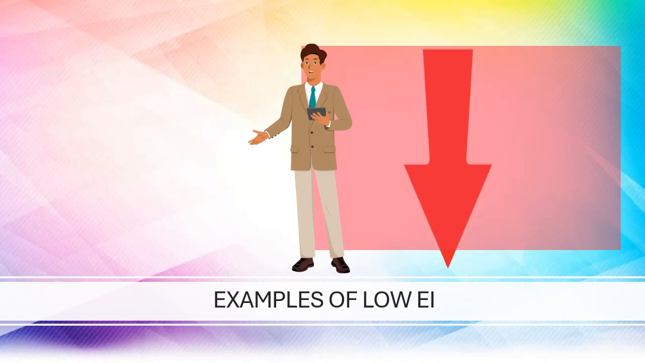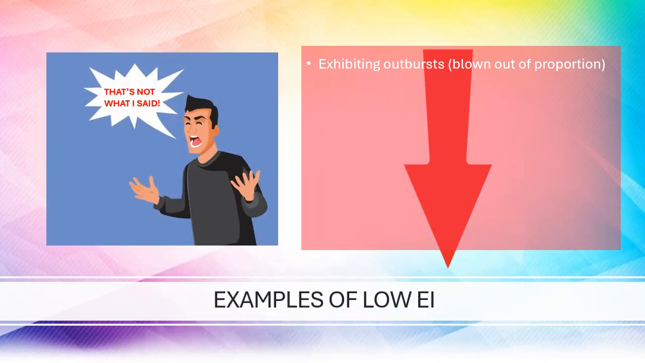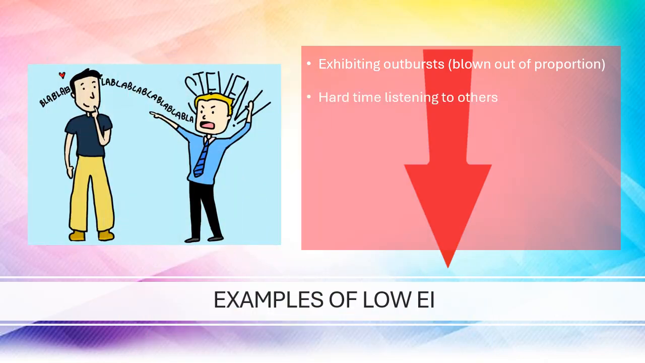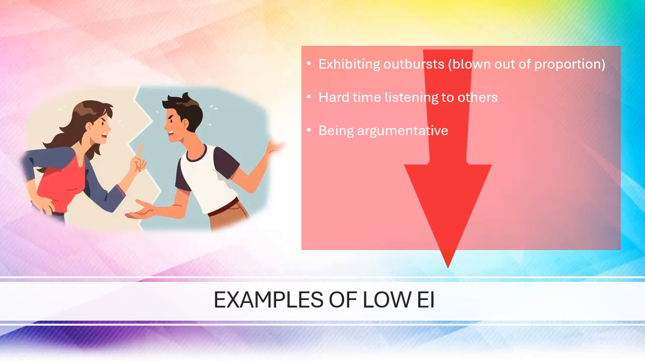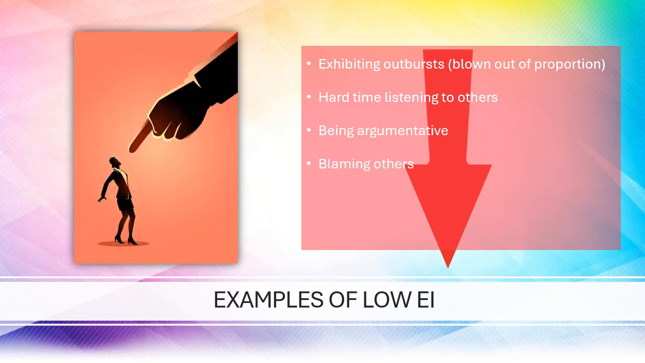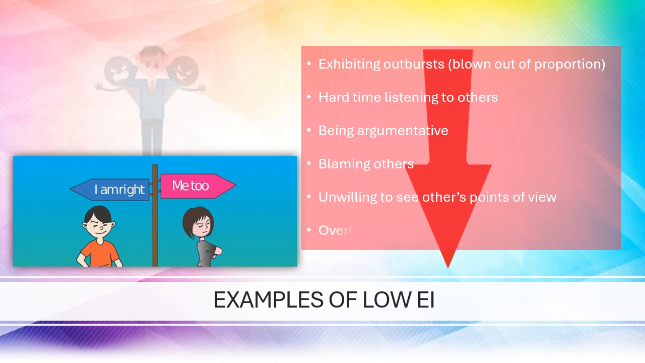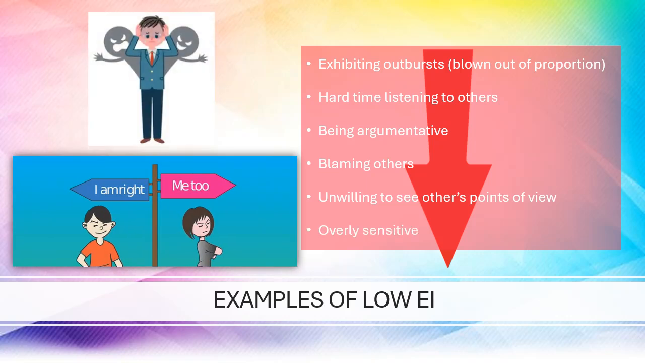To strengthen our learning, let's review some examples of low EI. Exhibiting outbursts, usually scenarios blown out of proportion. Having a hard time listening to others. Being argumentative. Blaming others. Unwilling to see contrasting points of view or overly sensitive, demonstrates they are unable to comprehend others' emotions.